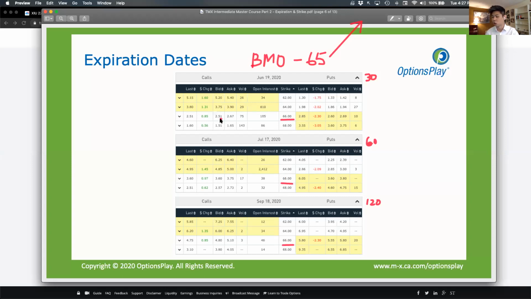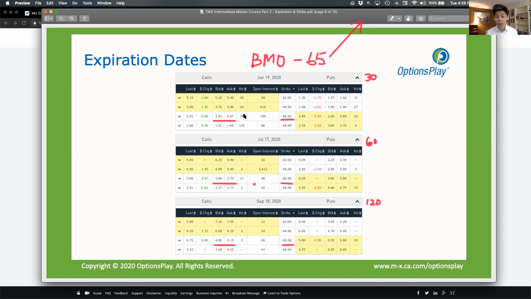So the 66 Junes are trading at roughly $2.55. The July's roughly $3.65. The September is roughly almost $5, right? So if you know that you want to buy low, sell high, which option do you choose? The Junes are obviously the cheapest. Julys are a little bit more expensive, and Septembers are really expensive. The Septembers cost double what the Junes cost.